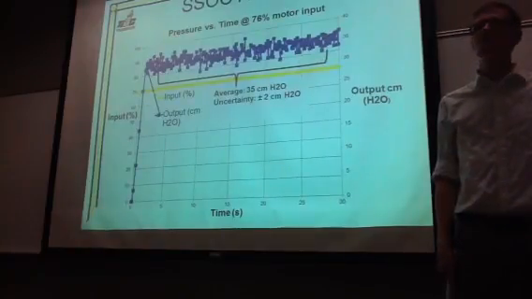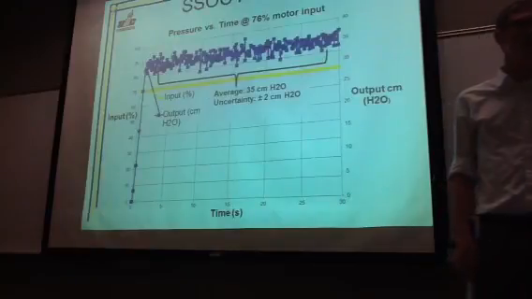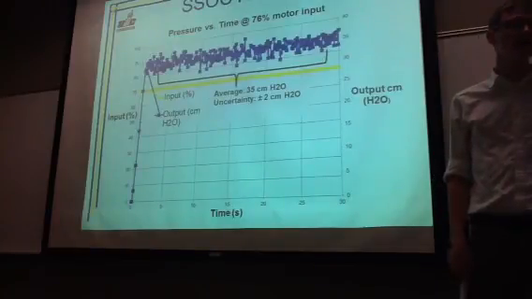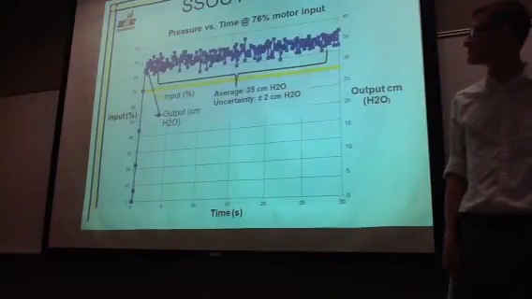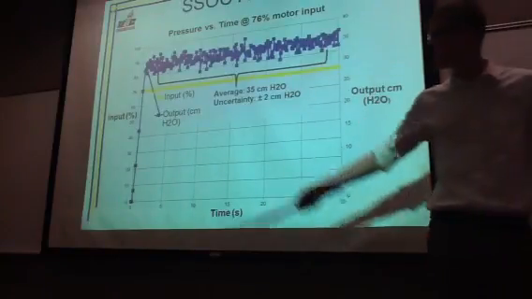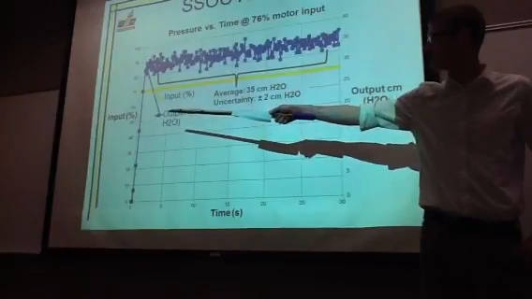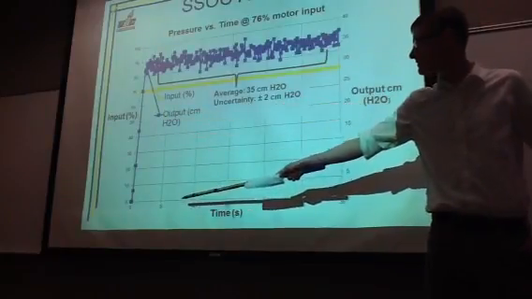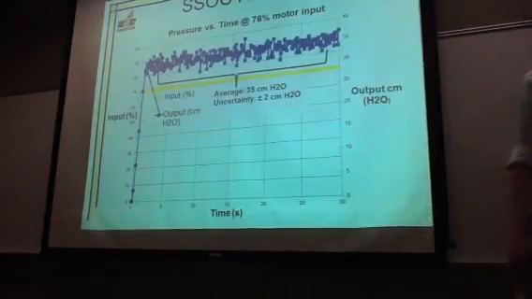The uncertainty was obtained using the Excel standard deviation function for all of the data that we collected for the pressure output. The output is measured in centimeters of water, and the input, like I said, is measured in percent power to the motor, and these are both functions of time.